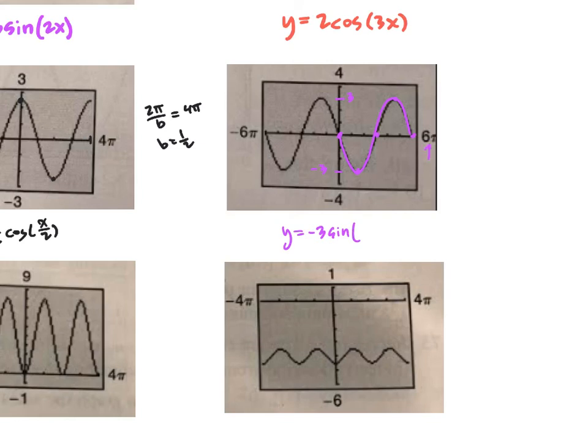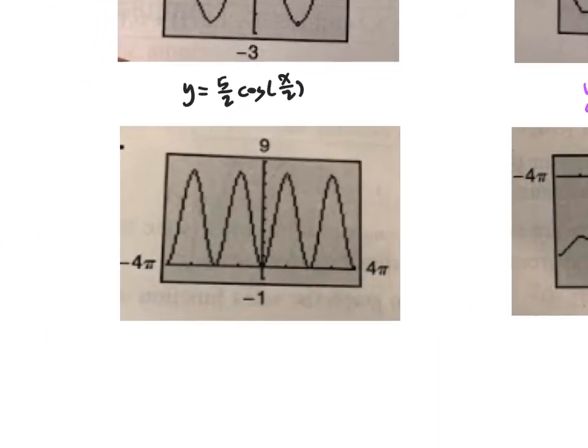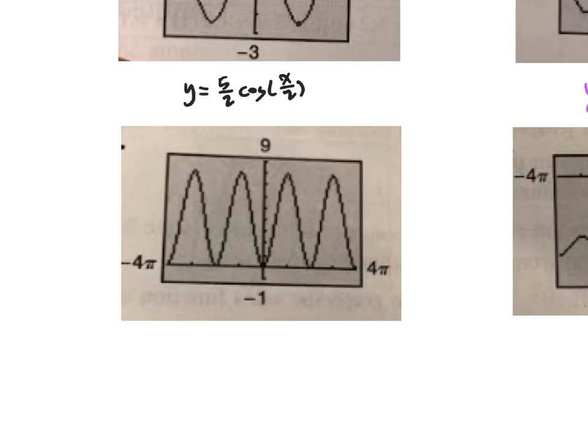Looks like I'm stretching this out to 6 pi. So 6 pi is equal to 2 pi over b. So b has to be 1/3. So that'll be x over 3. All right, cool. We got some vertical shifts going on here. All right, this is a good one.